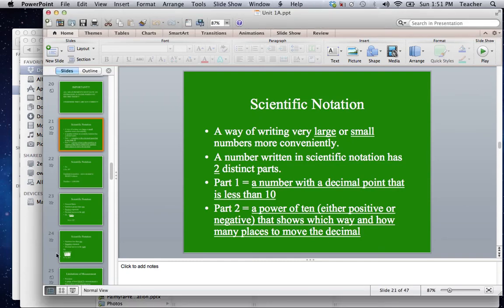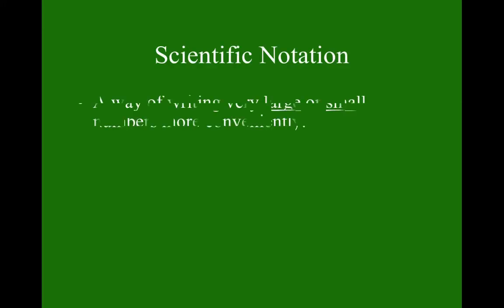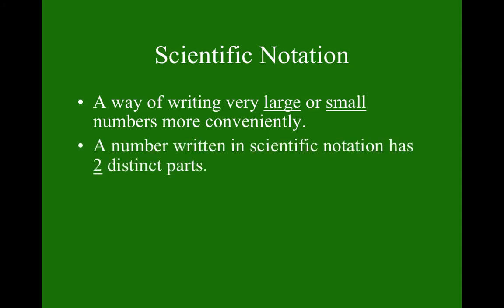All right, what we're going to look at today here is scientific notation and the concepts of precision and accuracy. Now, I know scientific notation is something that you've covered before, so this should be review for you. Scientific notation is a way of writing either very large or very small numbers more conveniently. And there are two distinct parts to numbers in scientific notation.